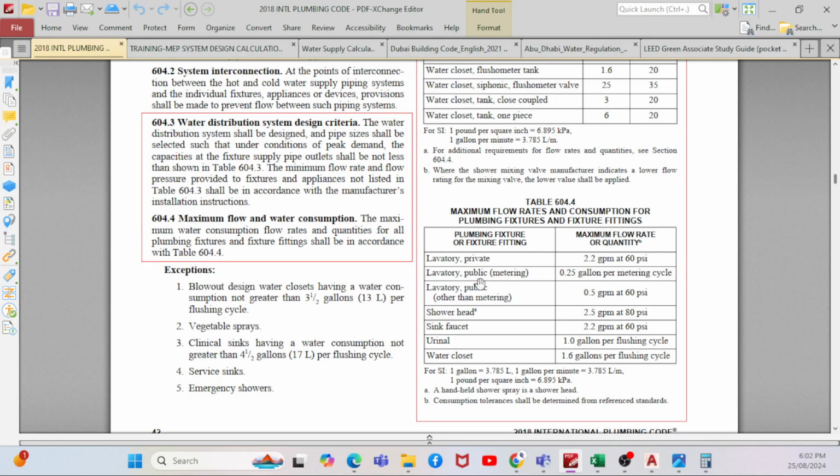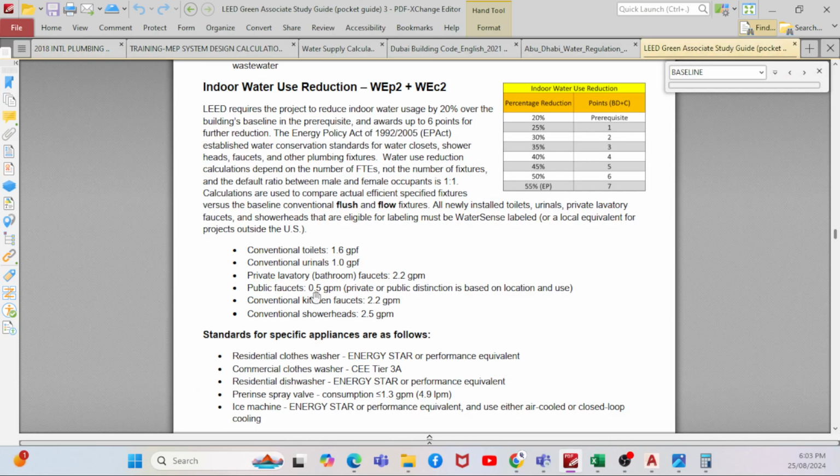If you are going for public, 0.25 gallon per metering cycle. If you are going for lavatory public other than metering, 0.5 gallon per metering cycle. Then there is a shower head, 2.5 gallon per minute. Then for sink faucet, 2.2 gallon per minute. Urinal, 1 gallon per flush. If you use one flush, you can use 1 gallon. And water closet, you can use 1.6 gallon per flush. Clear, right? So if you go to LEED, they have given the same thing.